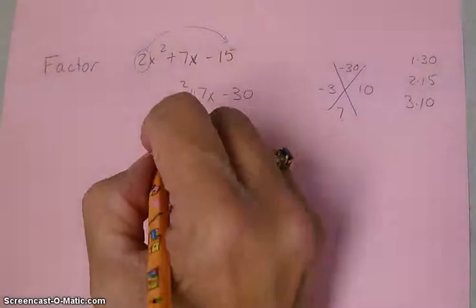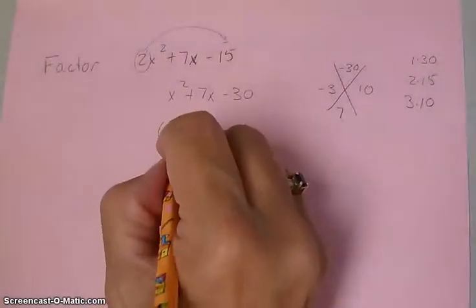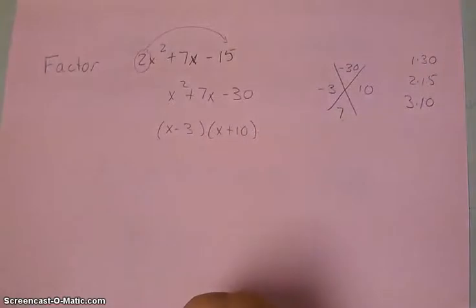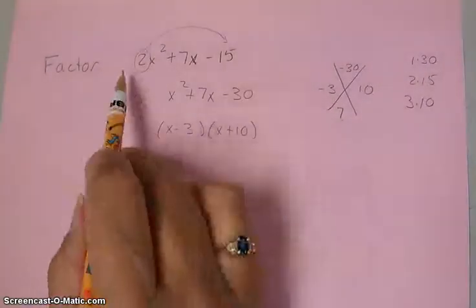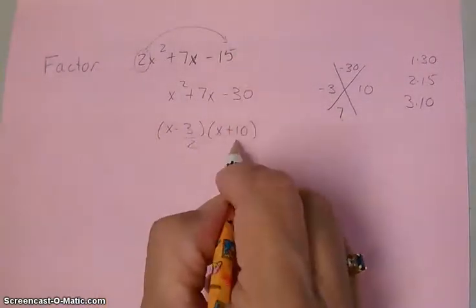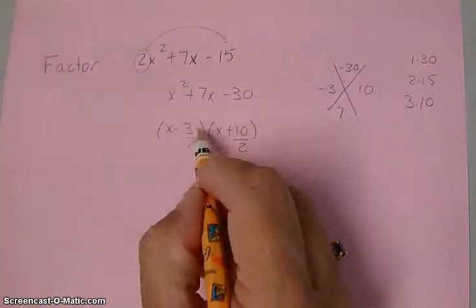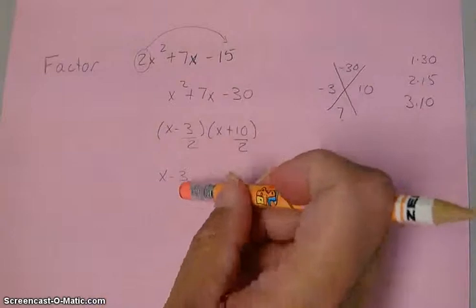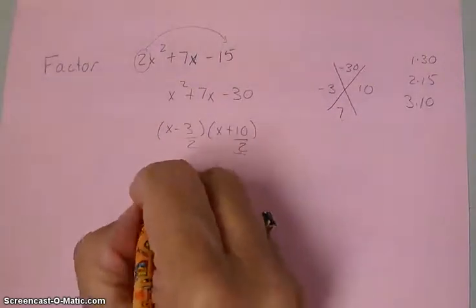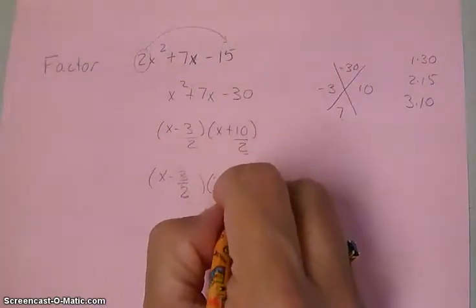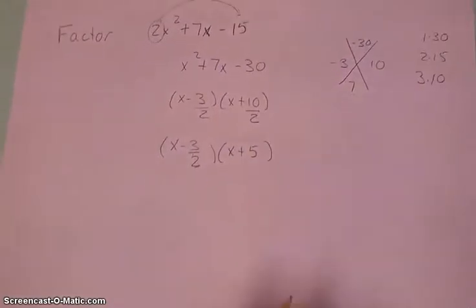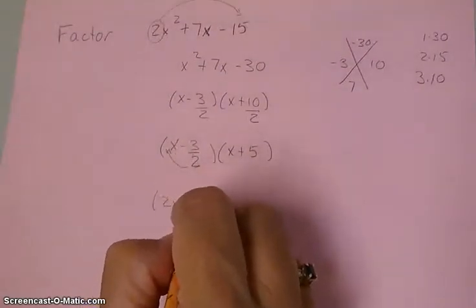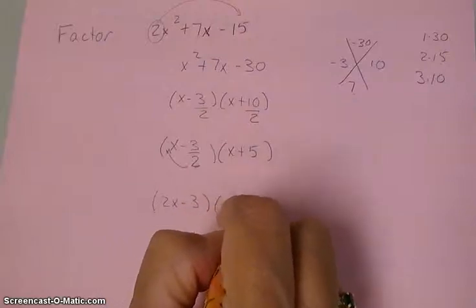So I know my factors are going to be x minus 3 and x plus 10. Okay, so the next step was to divide. Since I multiplied by the 2, I need to divide it back out. I cannot reduce this fraction, so that's going to stay as x minus 3 over 2, and this simplifies to x plus 5. The next step I'm going to do is bottoms up. I'm going to move this up here. So this becomes 2x minus 3 times x plus 5.